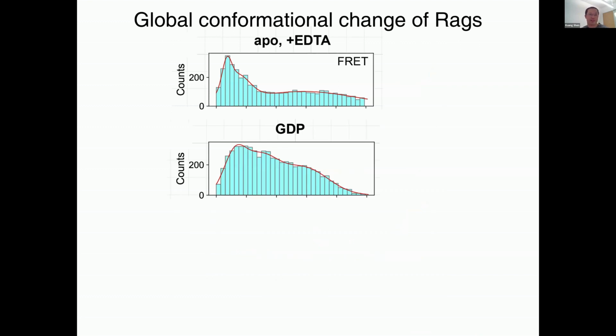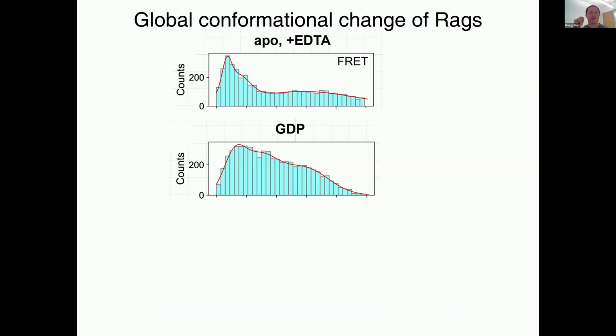And then we put in GDP, guanosine diphosphate, to force both RagA and RagC to bind GDP. In this case, you can see that a high FRET state starts to show up, and a medium FRET state also starts to pop out. But still, the majority of the molecules are still in a low FRET population, which means the two nucleotide binding domains are still far apart.